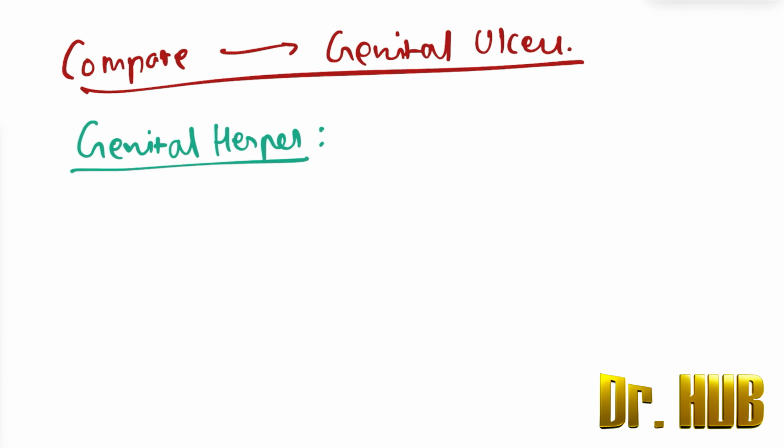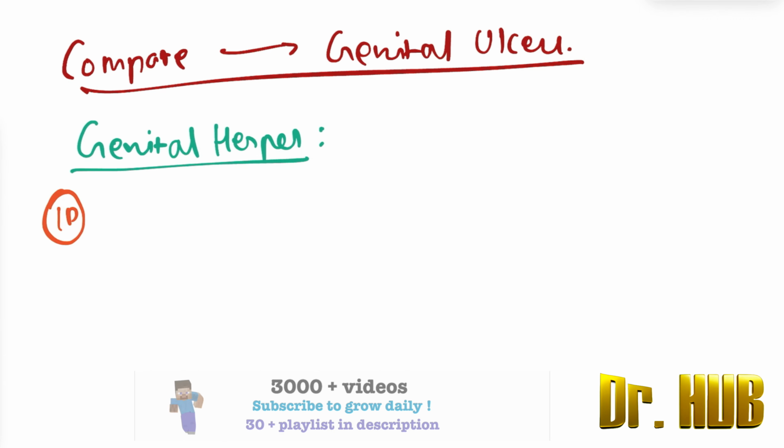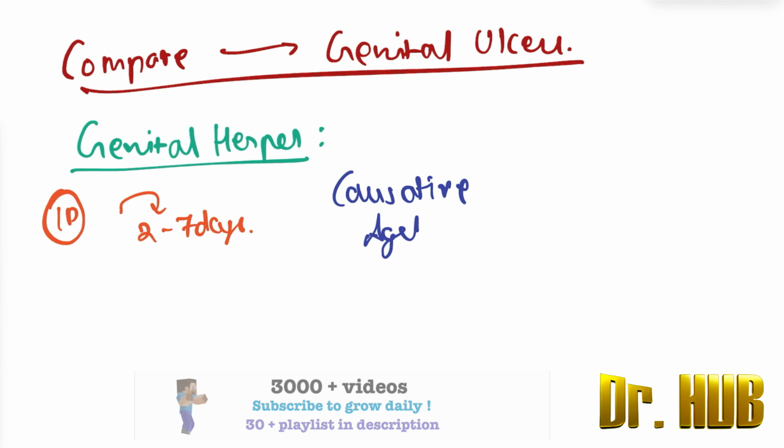So genital herpes, the IP. The IP stands for the incubation period. It is from 2 to 7 days. Next we look at the causative agent. So what is the causative agent of this genital herpes? The causative agent is nothing but the HSV2 greater than the HSV1.